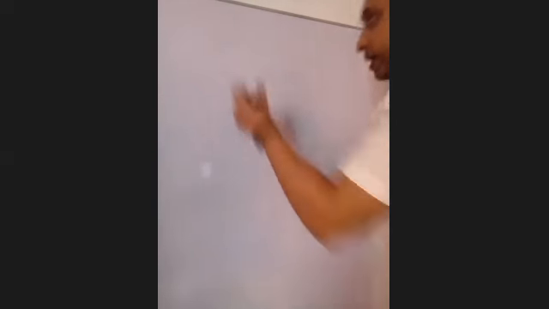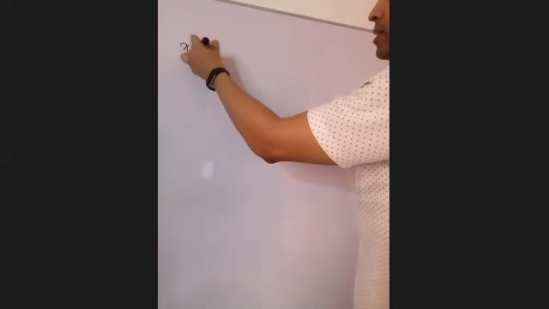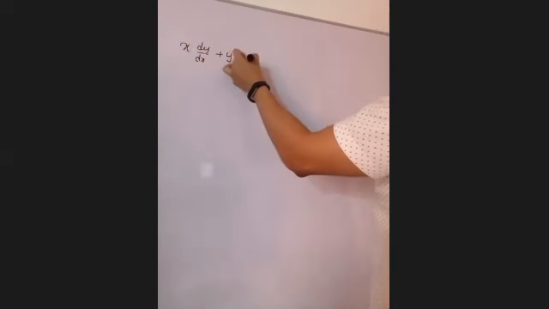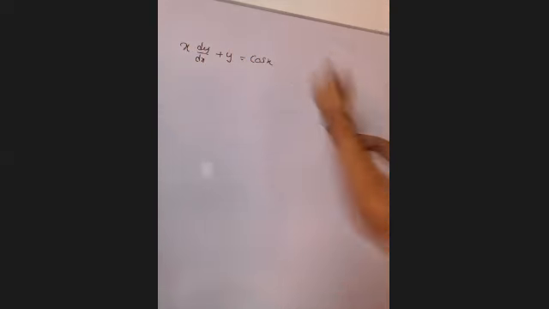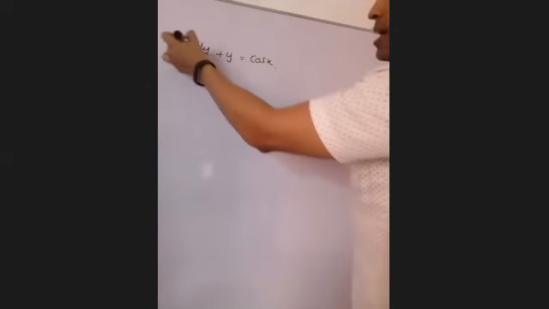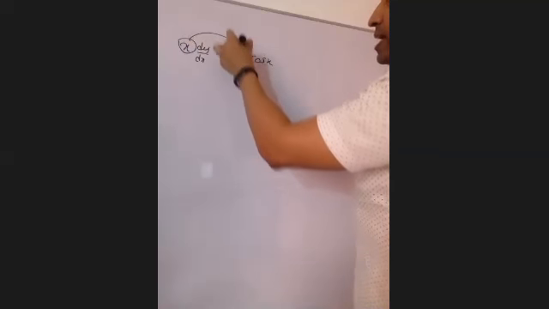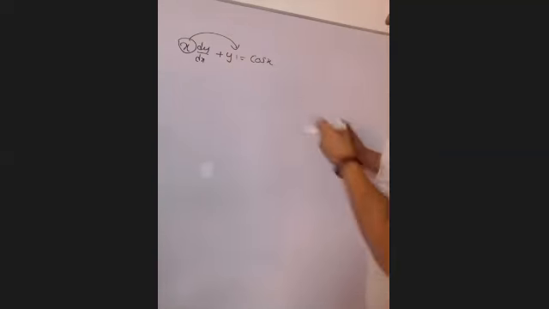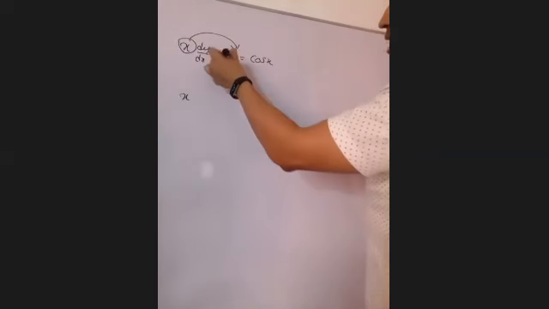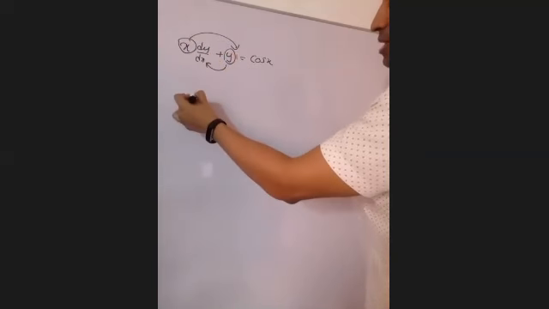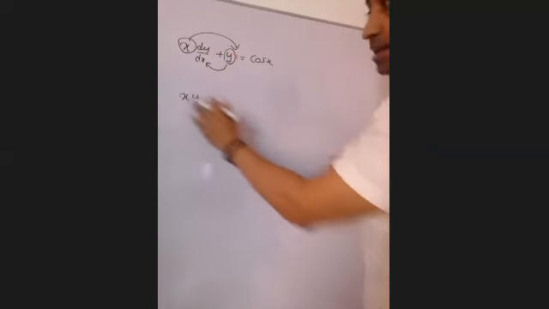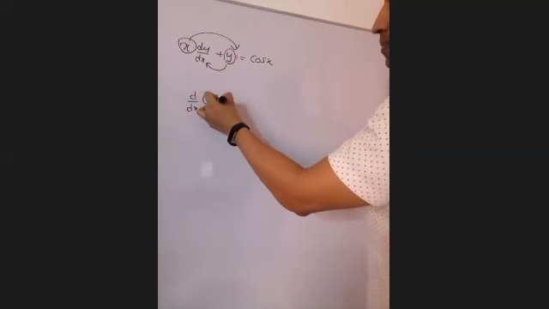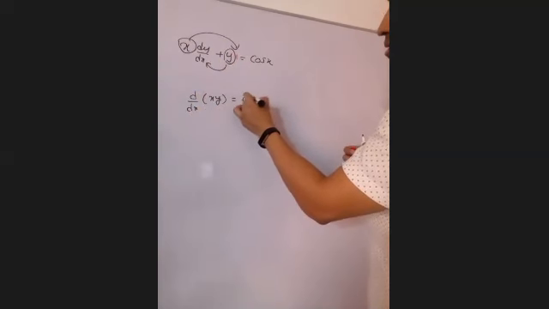You get x dy by dx plus y is equal to cos x. Now see whether the differentiation of this is available here. Yes, it's there. So you can just write this as dy by dx into 1. So x you can isolate. Then the other term is here, so it's a differentiation there. Therefore, you can write it as the differentiation of xy is equal to cos x.